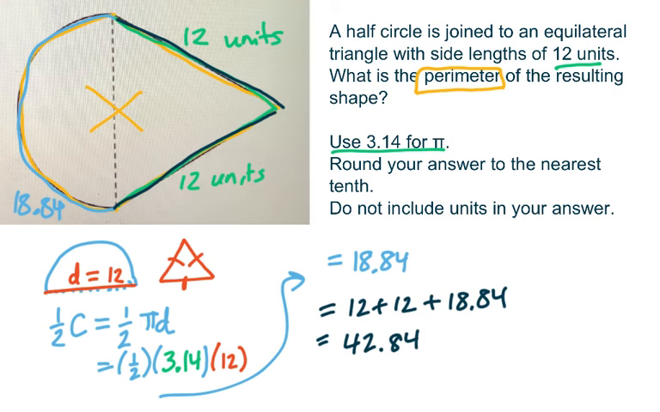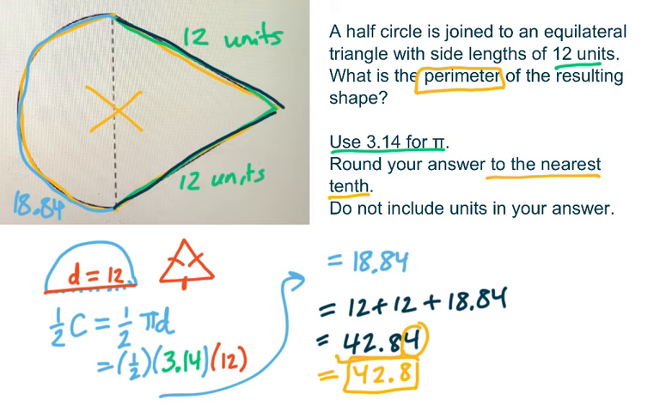42.84. My instructions say round to the nearest tenth. So I'll look at these numbers here and then use the next digit, which is 4. With a 4, we round down to where we were. And so we end up with 42.8 units as our estimated total distance around the shape, or our total perimeter.